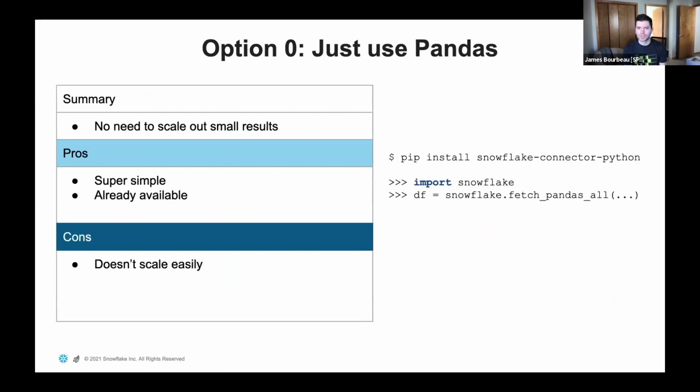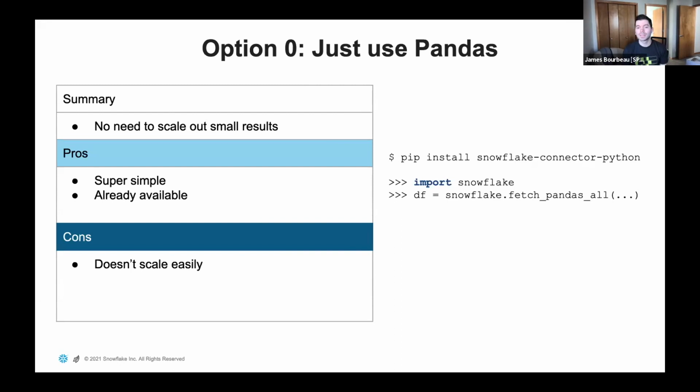The first option is to not use Dask. This is always a great rule of thumb: don't use Dask if you don't have to. If your data sets are small, which many are, just use Snowflake directly. Snowflake has a Python connector that you can use to execute queries and fetch Pandas data frames from Snowflake. This is already available and super simple to use. That's the pro.